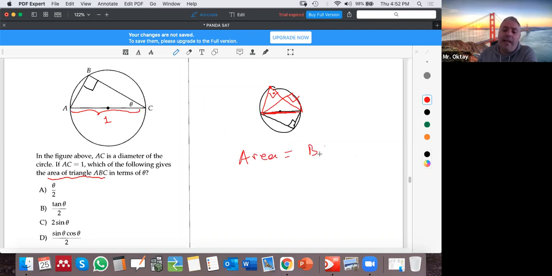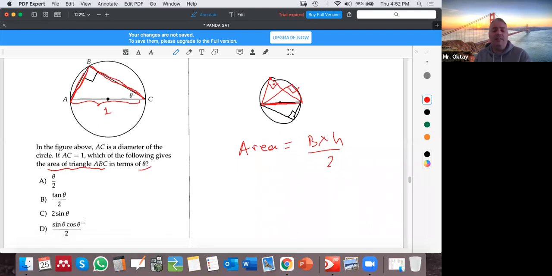What is the area? Area means base times altitude over 2. So since this is 90 degrees, I may even say this is the base, and this is now the altitude. Base times altitude over 2. Or you can say BC is the base, AB is the altitude. Good. When I check the alternatives, the things are in terms of theta: sine, cosine, tangent. So how can I express BC and AB in terms of theta?